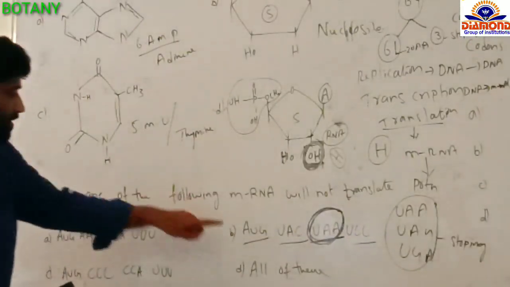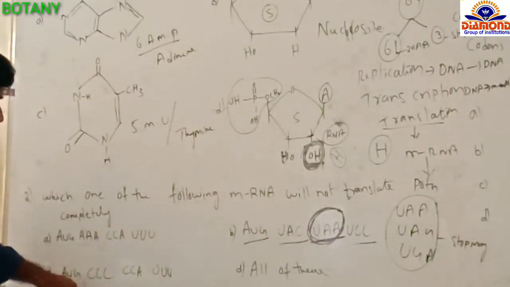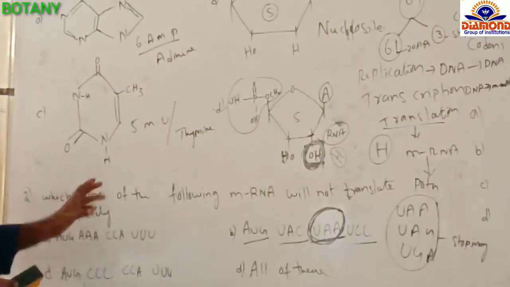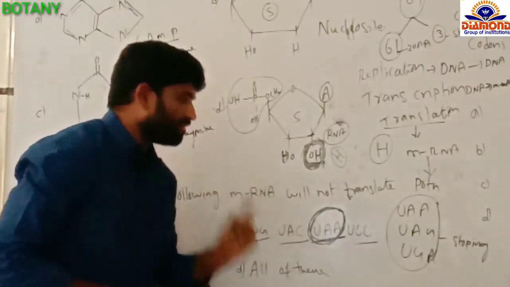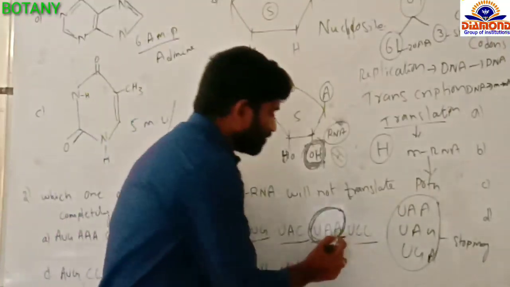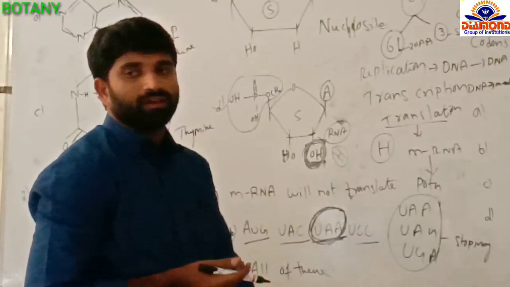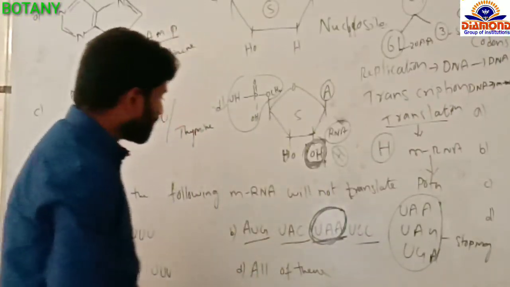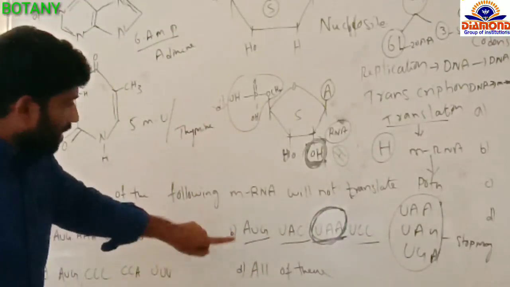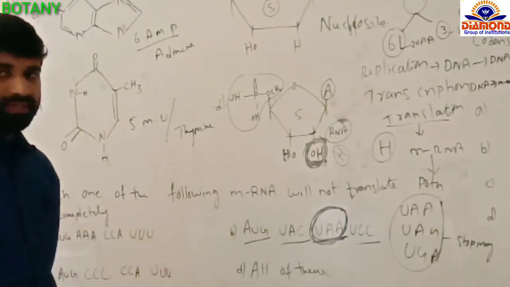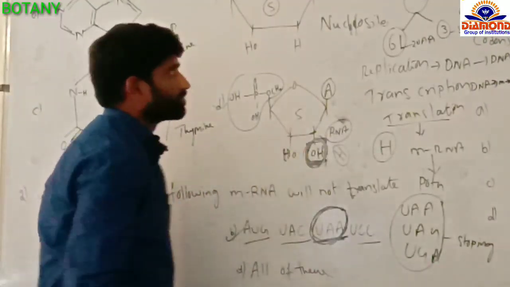So option A, option B and option C. In option A and option C, there are no stopping codons. But in option B, only one stopping codon is there, that is UAA. Whenever the UAA is there, it can stop the synthesis in the translation mechanism. So that's the reason option B mRNA does not translate completely. So the answer is B only.